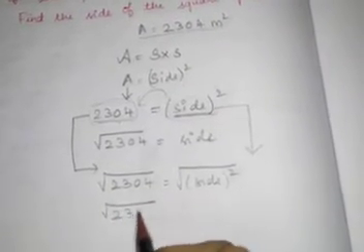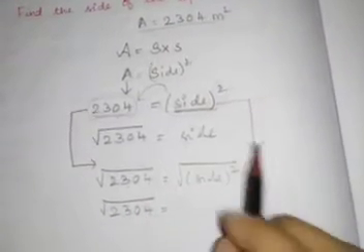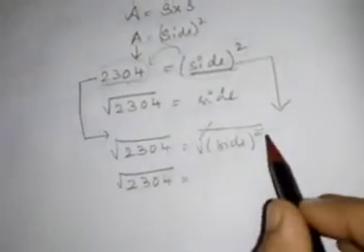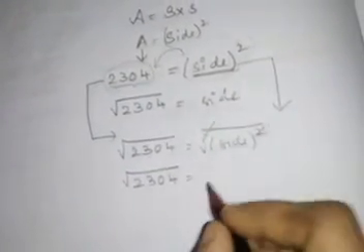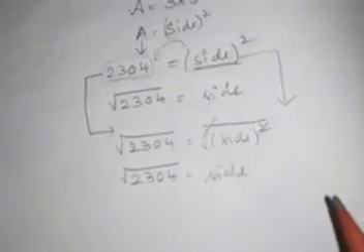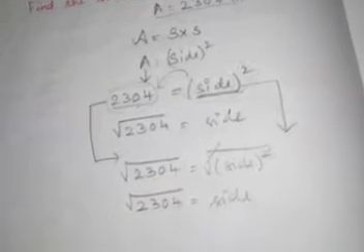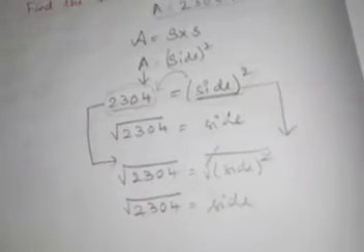So 2304 is equal to... I told you, square root and square are inverse operations. Okay, children, the square root and the square are inverse operations, so this and this will get cancelled. So only side will be remaining. So we got this and this same, right? Yes, did you understand now? So area is given. We are going to find the side.